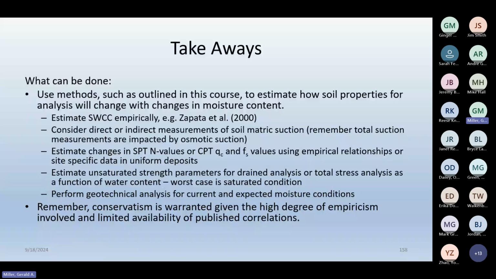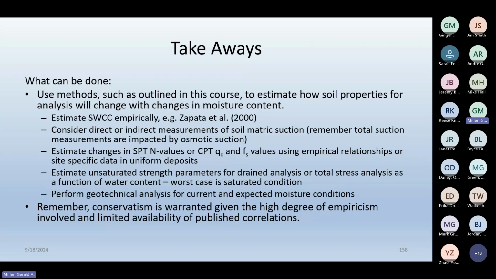You can estimate soil water characteristic curves empirically if you want. You can measure suction pretty simply. Filter paper's low-hanging fruit, not an expensive test to execute. A little time consuming, requires some expertise, but there is an ASTM standard. Invest in a chilled mirror hygrometer like the WP4. They're a little pricey, but you can get some good data if you're interested in that. And then when you're doing in situ tests, estimate how things are going to change if moisture content changes, if you're worried about it.